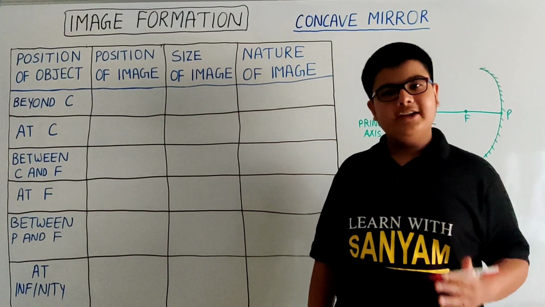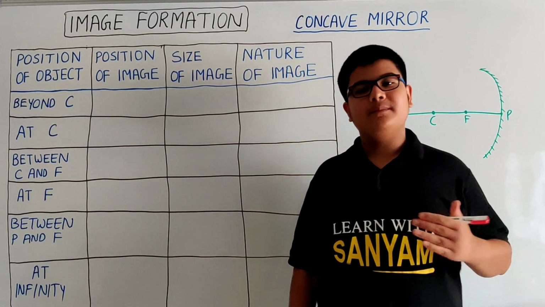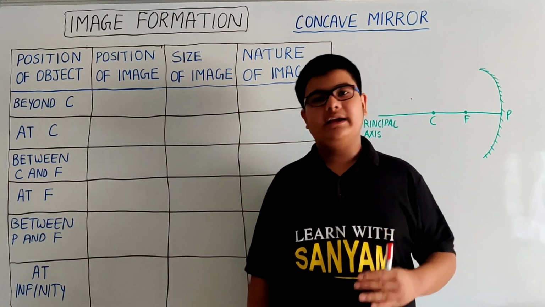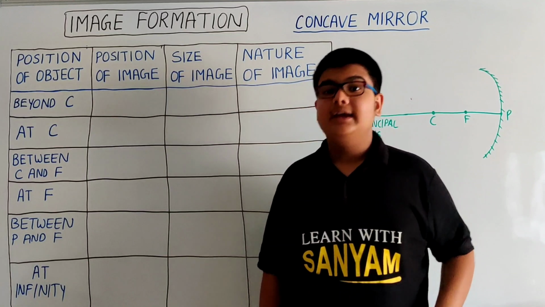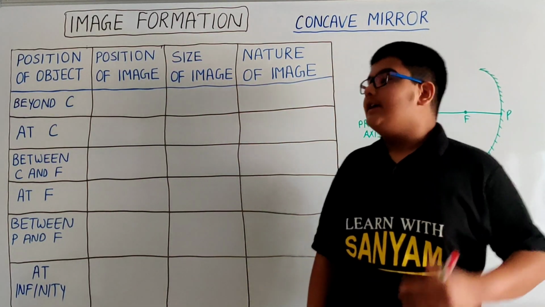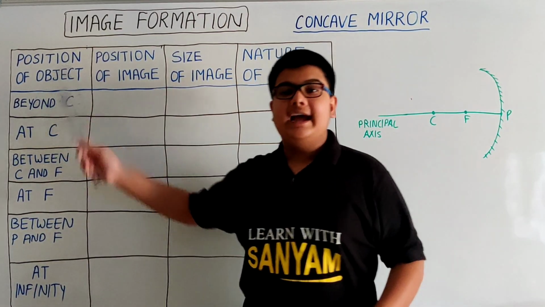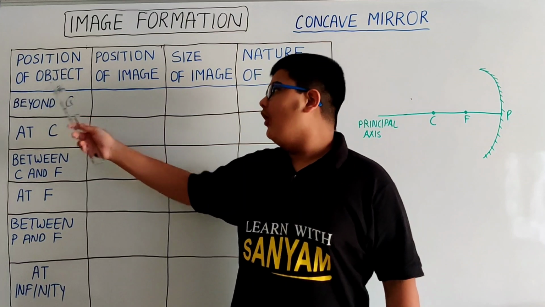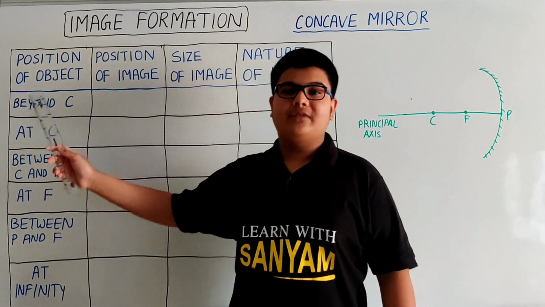So now, after learning about the various rules for making ray diagrams, we now know how to make a ray diagram for a concave mirror. Now let's understand how we can make images. So we will take different scenarios and try to make images. In the first case, we will take the object to be beyond the center of curvature.